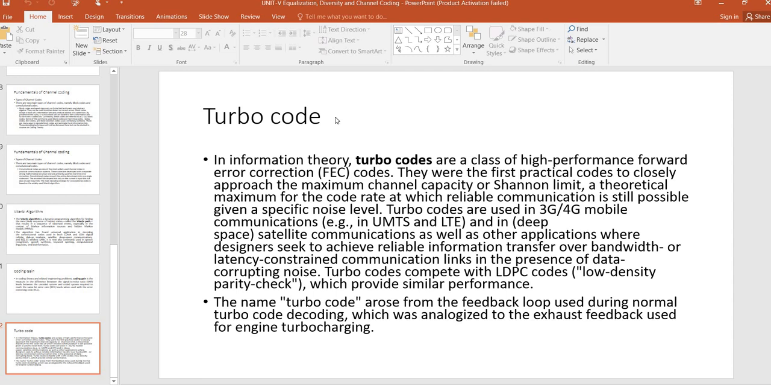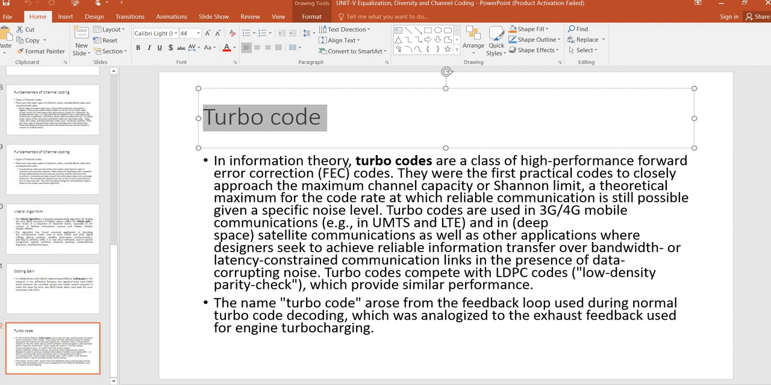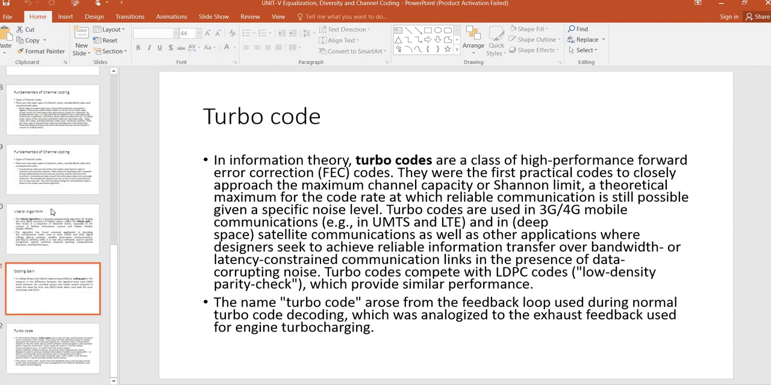In the communication channels, we transmit the bit stream of data with the code word and decode it using this turbo coding, based on the feedback loop. So these are the things under this turbocharging.